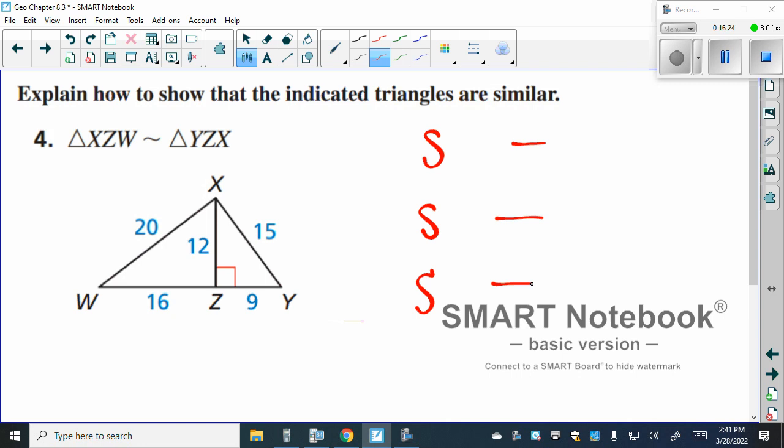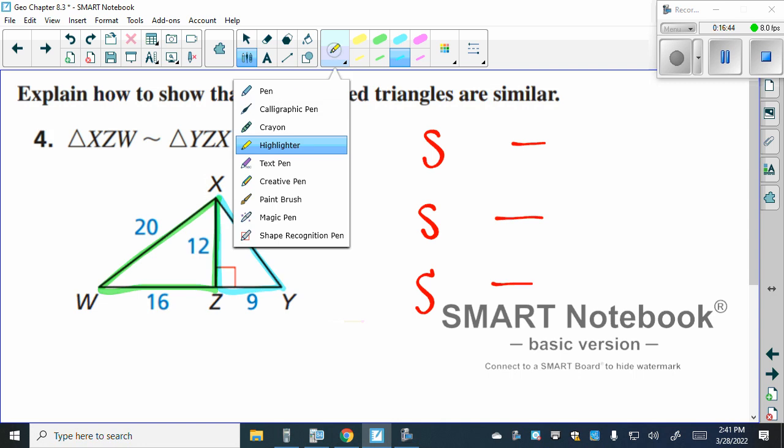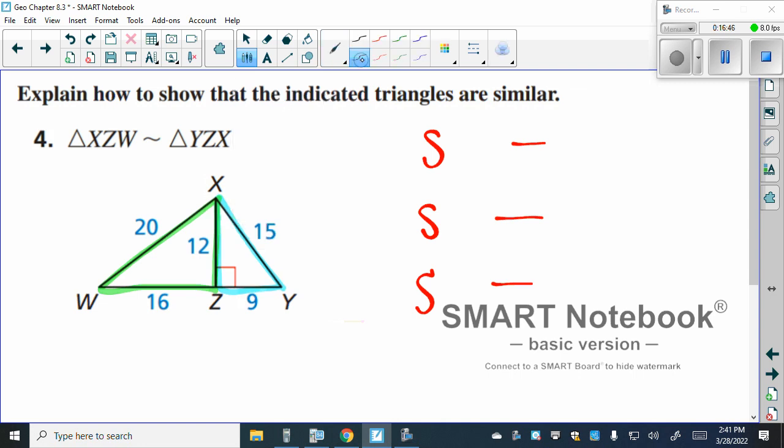Now, looking at our two triangles here, if we're going to look at these proportions and see if they're all the same, we need a side length to start with. What length can we start with? 15.